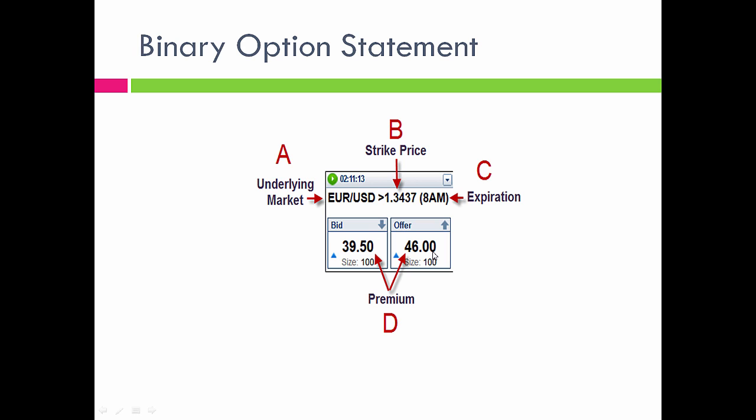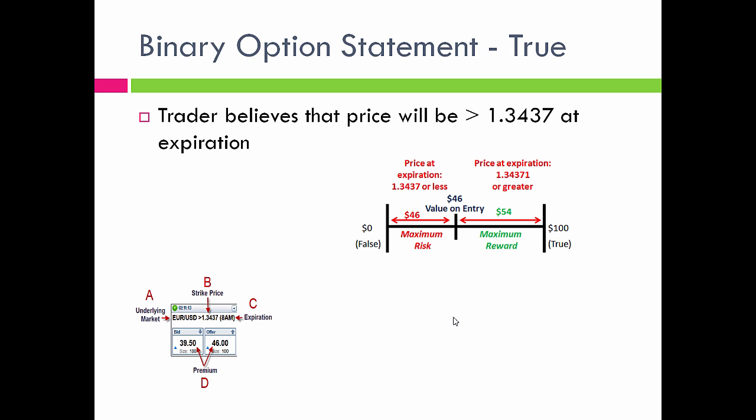If we believe that yes, in fact, the euro US dollar will be greater than 34.37, we would click on the right hand side, which is considered to be the offer. If we believe that this statement would be false, or we would look at the statement and say no, it's not going to be greater than 34.37, we would click on the bid. Now, let's go through an example of true and an example of false.